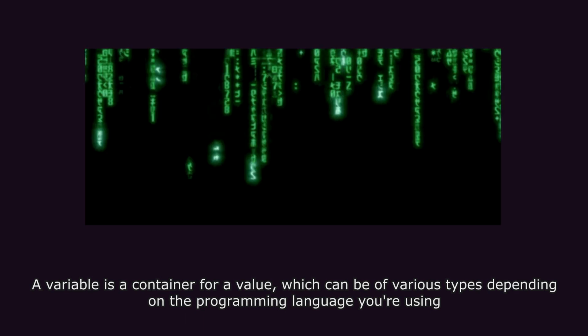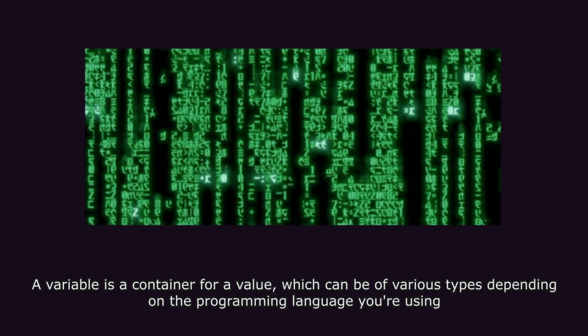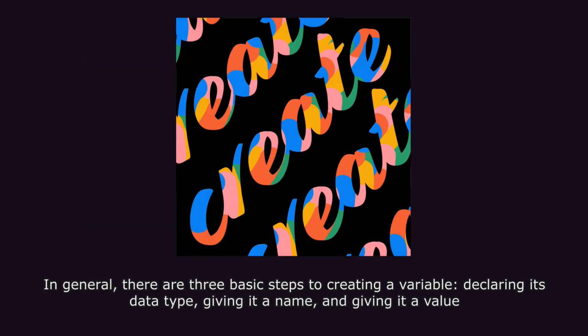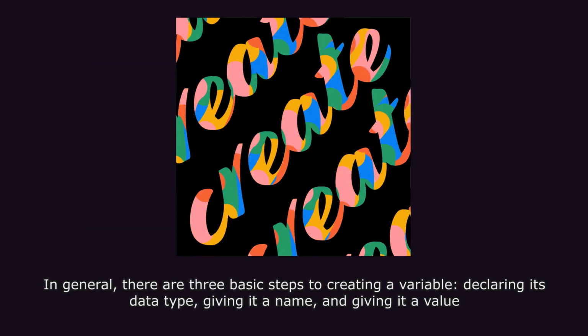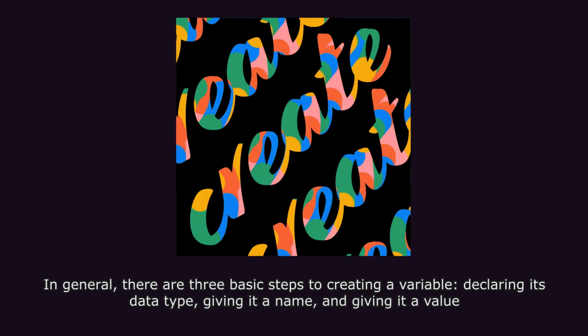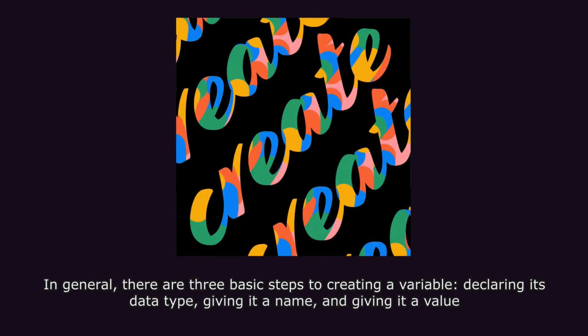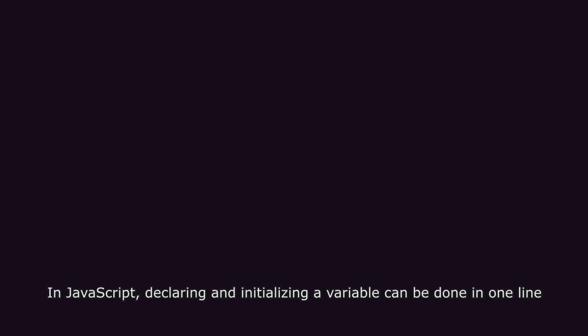A variable is a container for a value which can be of various types depending on the programming language you're using. In general, there are three basic steps to creating a variable: declaring its data type, giving it a name, and giving it a value. Let's dive in. In JavaScript, declaring and initializing a variable can be done in one line.